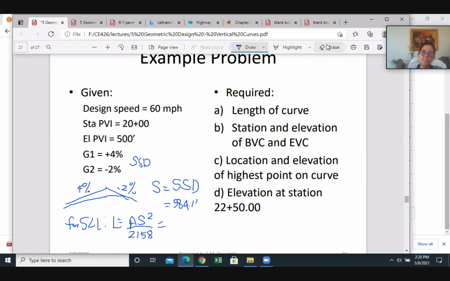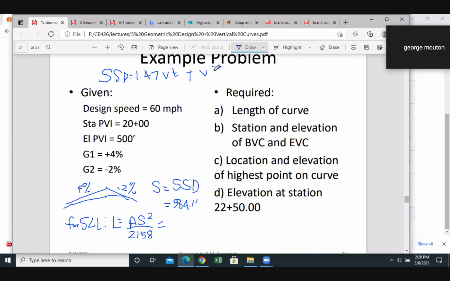Okay, let me write it here. SSD equals 1.47 times V times t, plus V squared over 30 times 0.35, plus G.